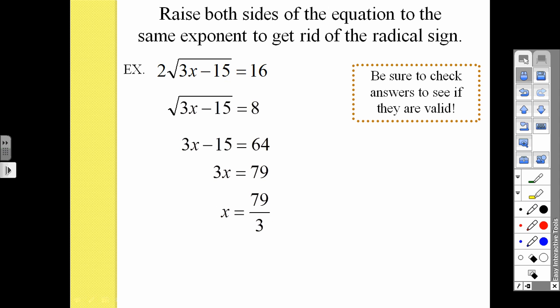Now, my little note over here to be sure to check that your answers are valid means that when you get an answer, make sure that when you plug it in, you're not getting a negative underneath the radical sign, or when you plug it into the actual equation, it actually does work out. Okay, so just do a mental check. You don't have to write it all out, but just think about, does this seem valid or not?